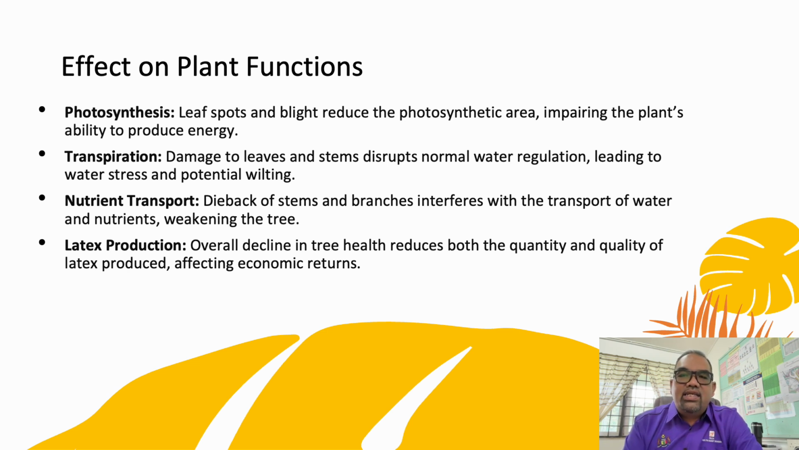Lastly and crucially, the disease impacts latex production. The health decline in the tree affects both the quantity and quality of the latex it produces, which has direct economic implications, reducing the yield and value of the rubber produced.